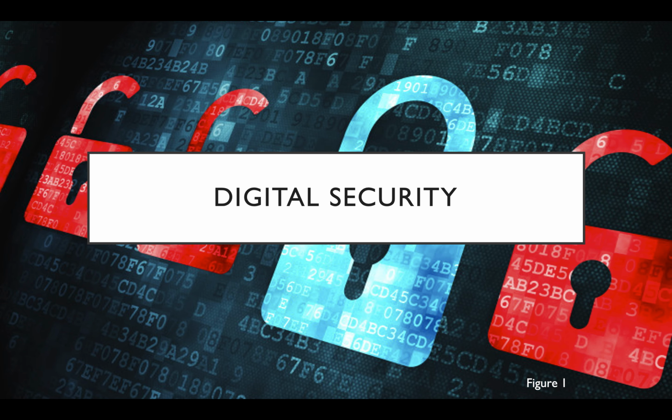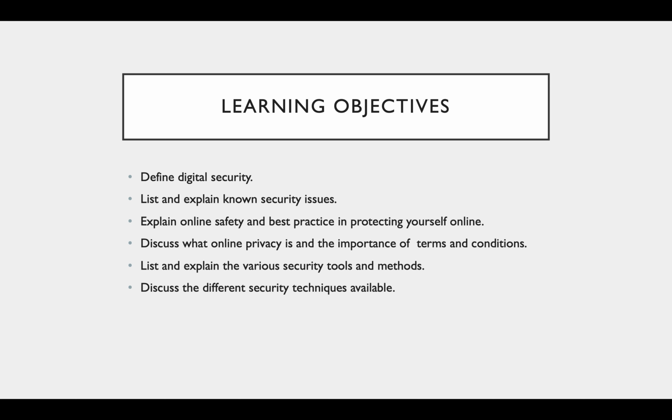Welcome to Digital Security. Our learning outcomes for today are to define digital security, list and explain known security issues, explain online safety and best practice in protecting yourself online, discuss what online privacy is and the importance of terms and conditions, list and explain the various security tools and methods, and discuss the different security techniques available. Let's get started.